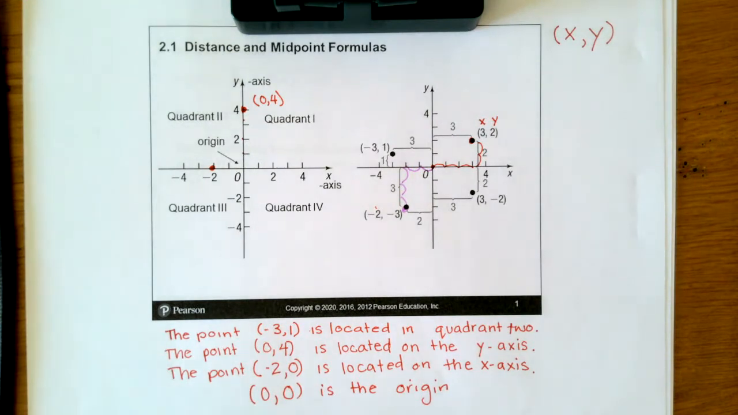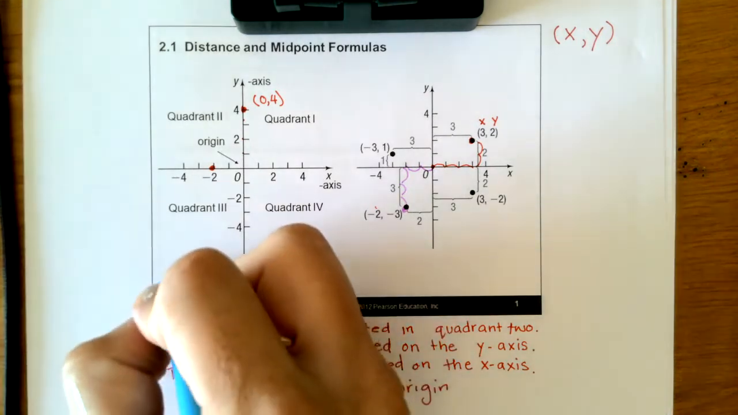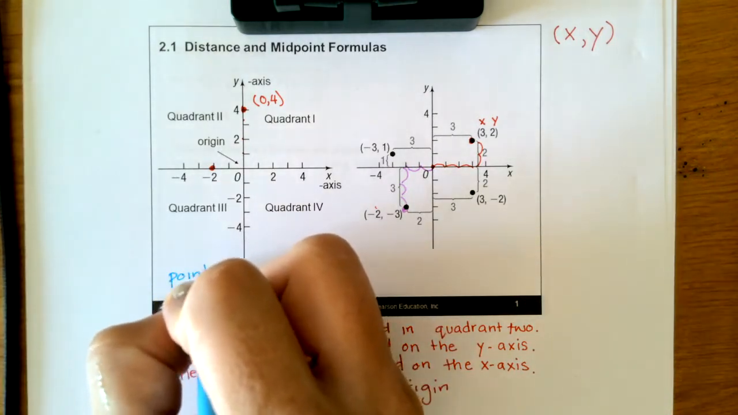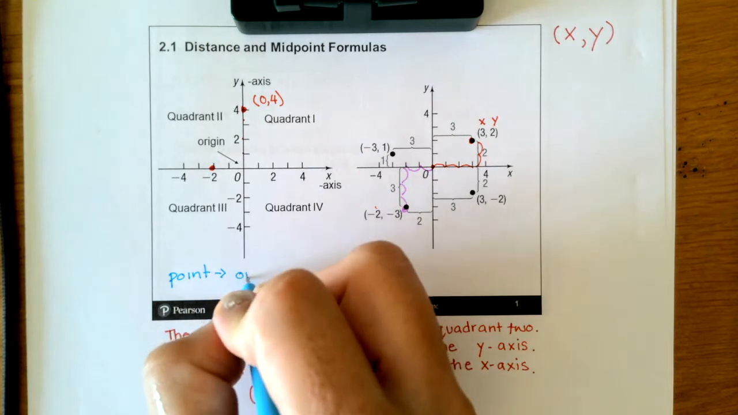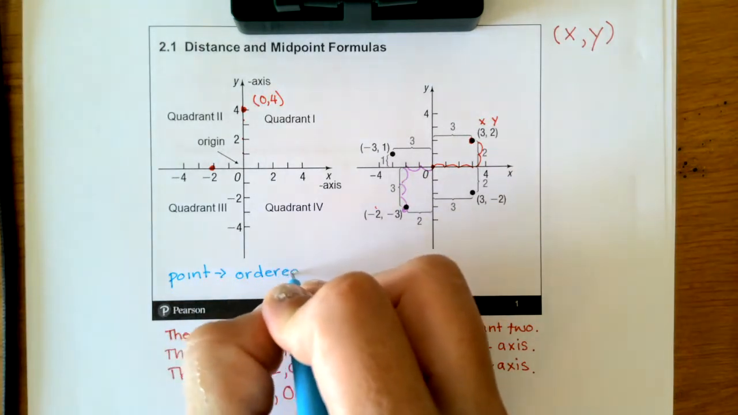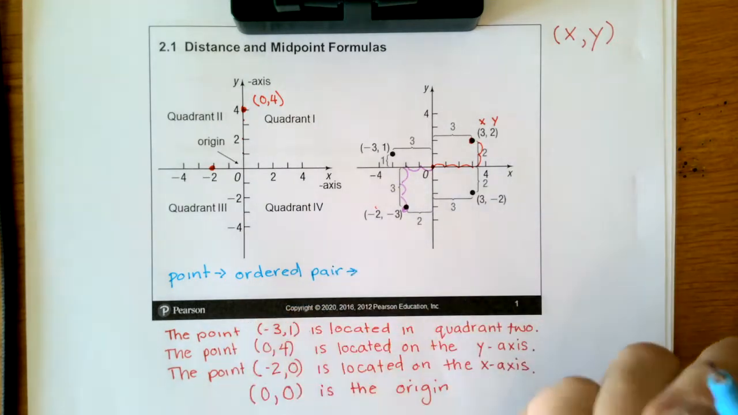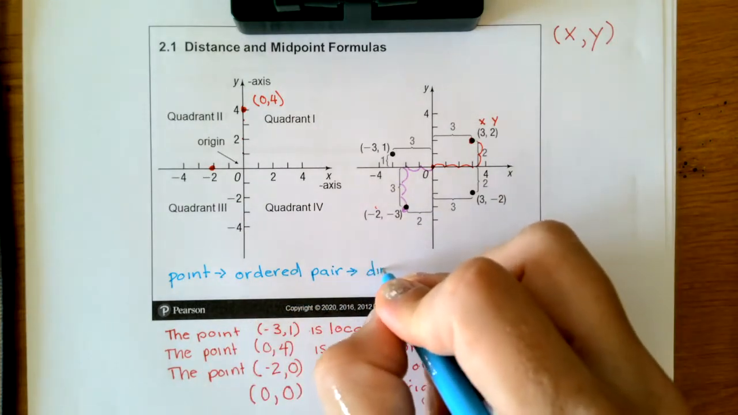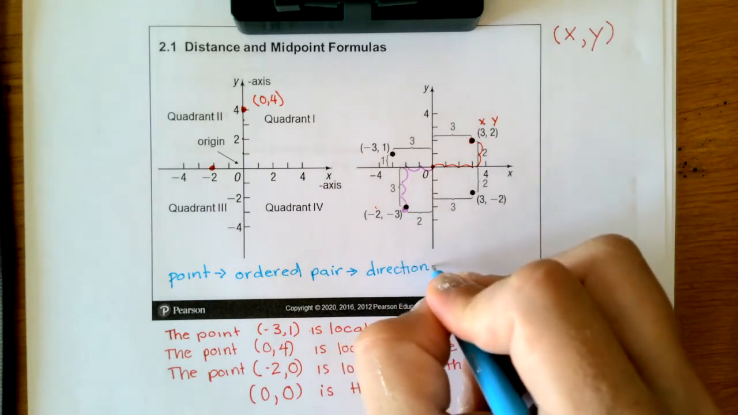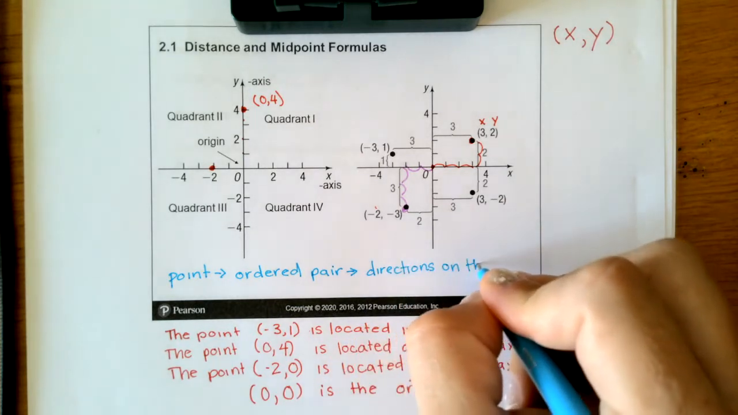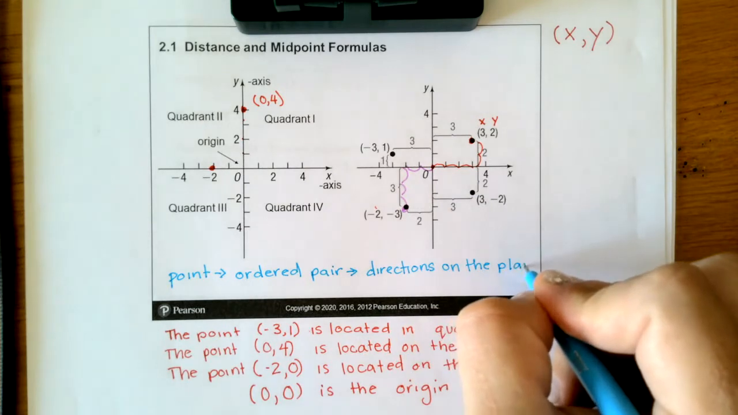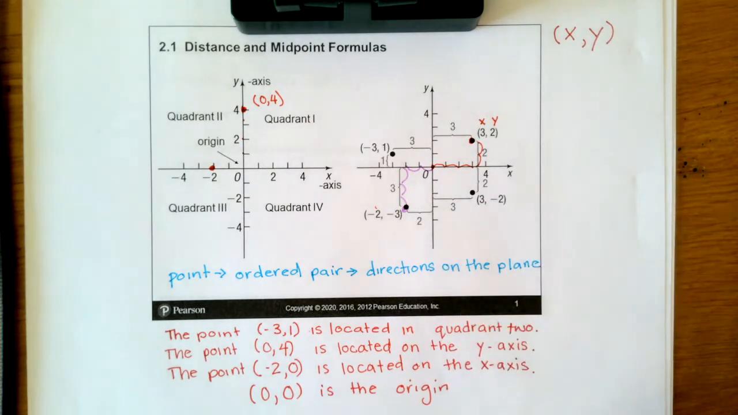The things you should know. A point is an ordered pair, and it's just a way to find your directions on the plane. Okay.